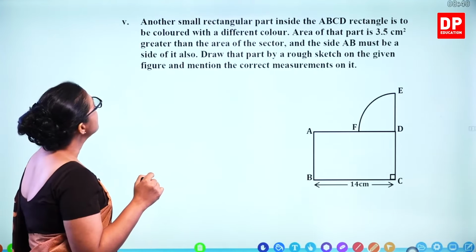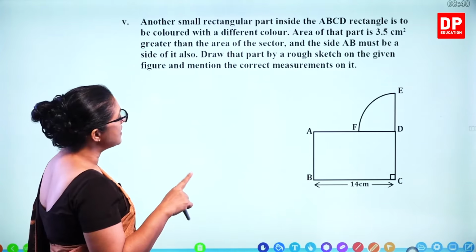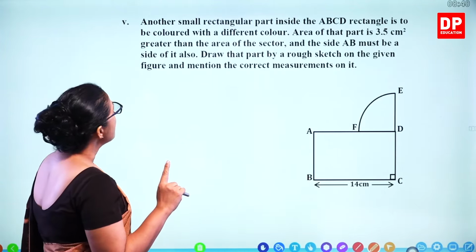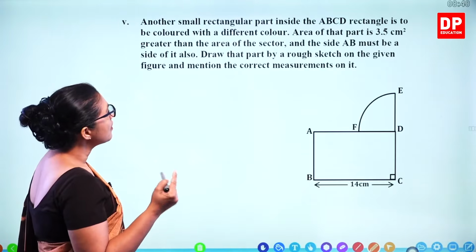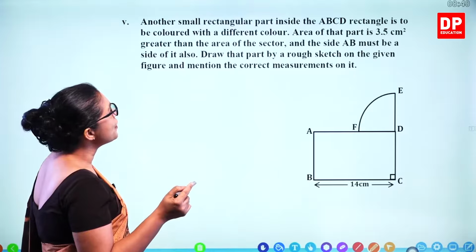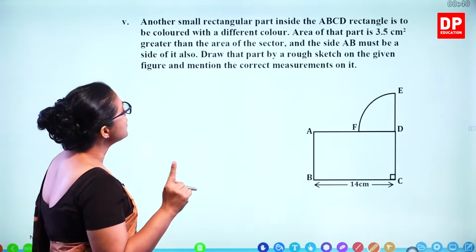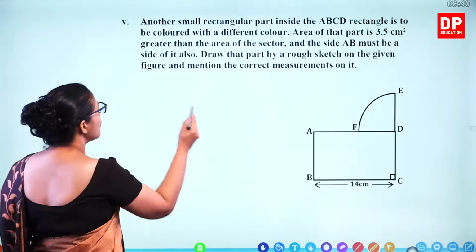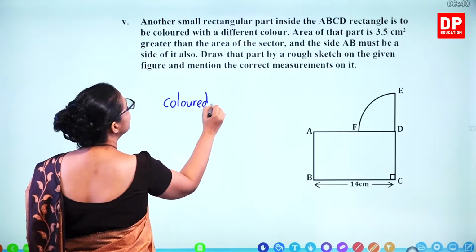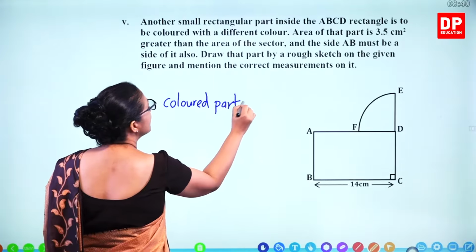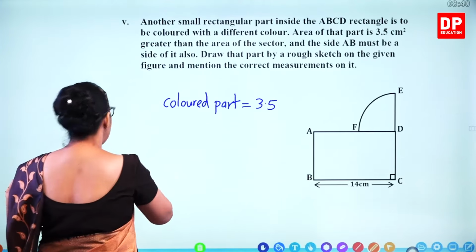The last part: another small rectangular part inside ABCD. The rectangle is to be colored with a different color. The area of the part is 3.5 square centimeters greater than the area of the sector. So what's the colored part? 3.5 more than the area of the sector.